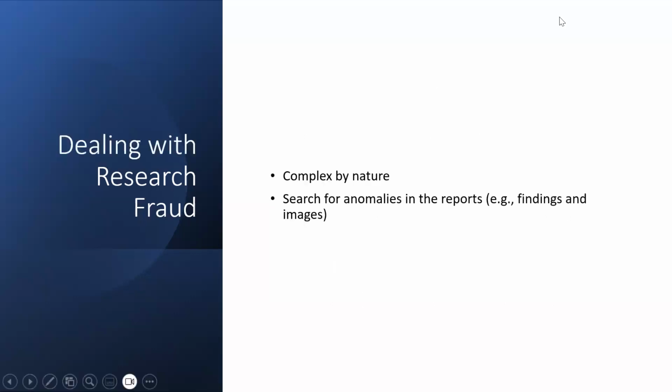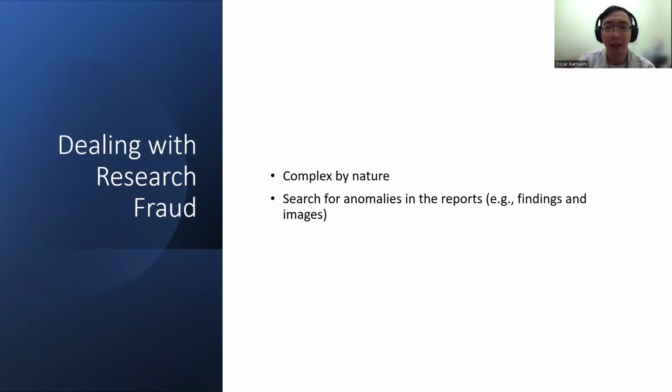How to deal with research fraud? So it is complex by nature. As we know in academia also, research papers, it is quite difficult to determine whether there is data fabrication or data falsification. But what we can do is like we need to search for anomalies in the reports. Like if the findings are too good to be true, then we might want to observe further. Or if the images maybe look like copied somewhere, then it can be observed further also.